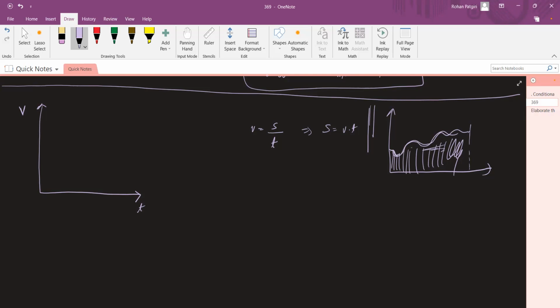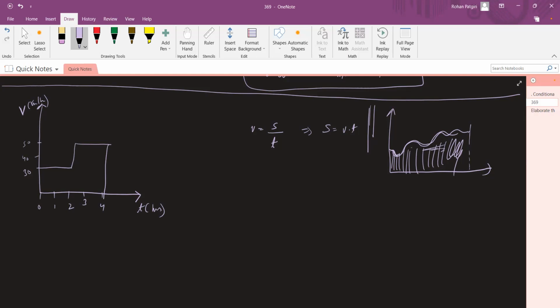Again, let us take the example of a car. Suppose this is time in hours and this is velocity in kilometers per hour. For the first 2 hours, I am driving at a speed of 30 kilometers per hour, and for the next 2 hours, I am driving at a velocity of 50 kilometers per hour. This is going to be the velocity-time graph. I think in class 11 we studied this kind of graph.